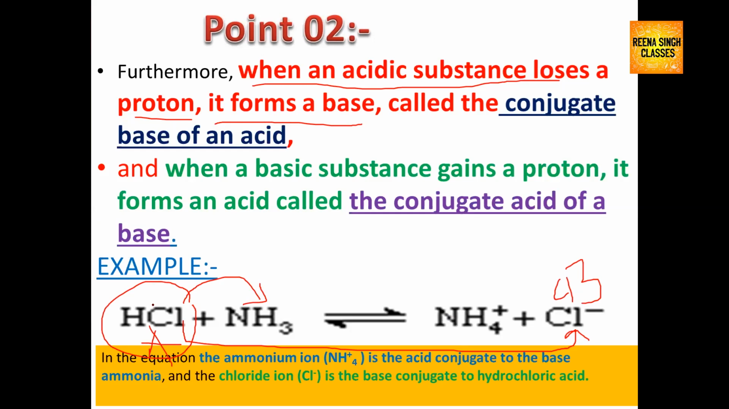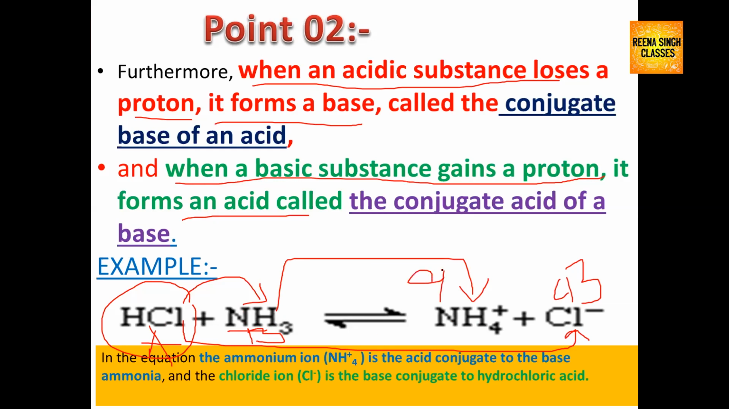Now move to the next point. When a basic substance gains a proton, it forms an acid. In this example, what is the base? The base is ammonia. This ammonia gains a proton from hydrochloric acid and forms the ammonium ion. Ammonia and ammonium ion are conjugate pairs. So it behaves as the conjugate acid of the base ammonia.